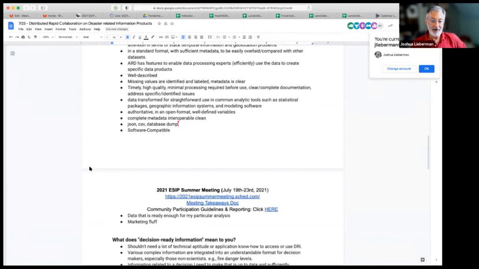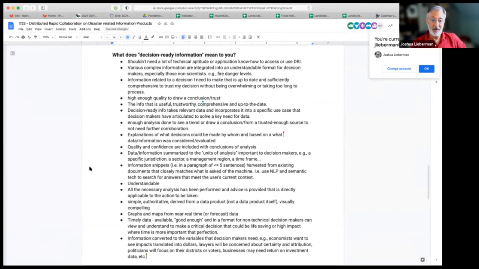But let's go a little further and ask, what does decision-ready information mean to you? So one is that there is some limit to that expertise or technical aptitude. It shouldn't require a lot of that aptitude or know-how to access or use decision-ready information. And particularly that complex information is integrated into an understandable format that tells the target audience, particularly non-scientists, how to act or not act. So for example, fire danger levels. In these locations, don't light any fires. In those locations, evacuate. So clear relation to decisions.